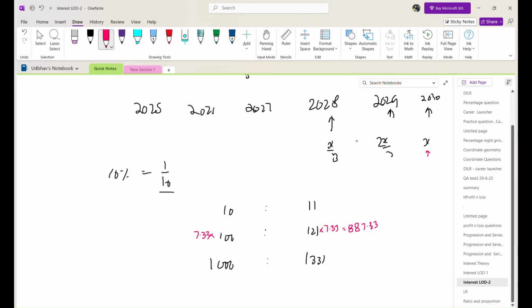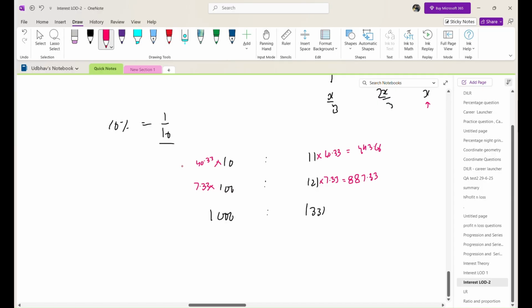Similarly, if x is 1331, for the first year our installment is x by 3. So what should our installment be for the first year? It should be 1331 divided by 3, which is 443.66. But the first year factor is 11. So by what number should I multiply 11 to get 443.66? It should be 40.33. So I should multiply by 40.33 here also. Now we can add it. This is 403.3. This is 733.3. And this is just simply 1.